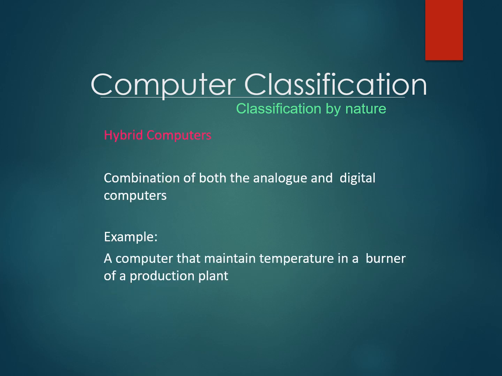Hybrid computers. Hybrid computers are nothing but a combination of both analog and digital computers. Example: a computer that maintains temperature in a burner of a production plant.